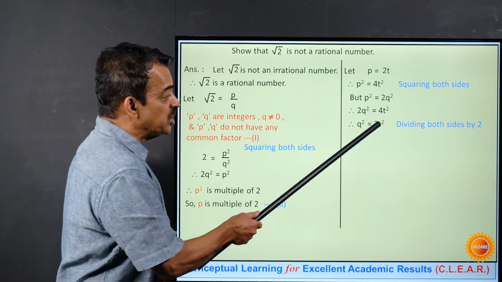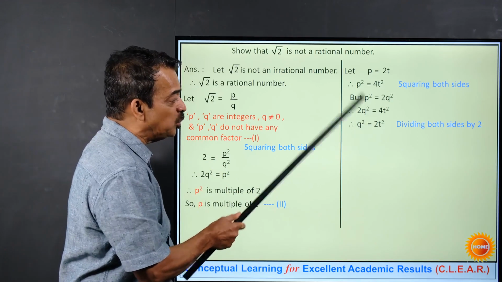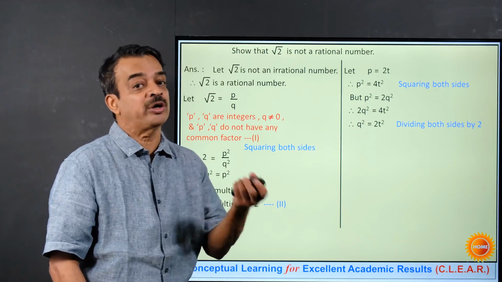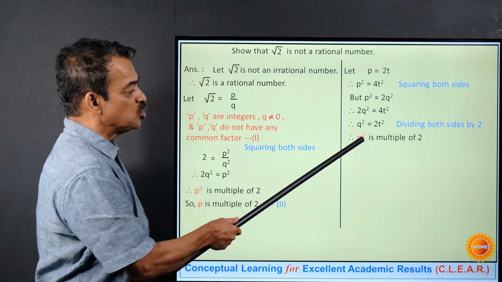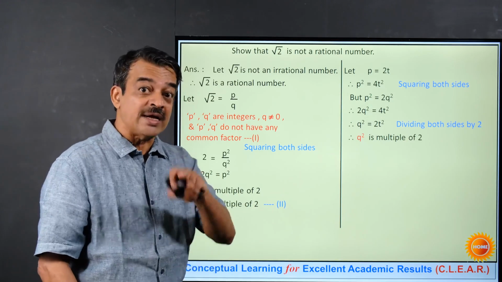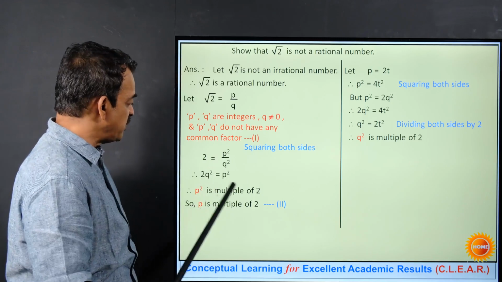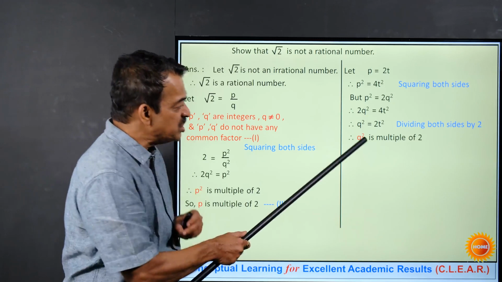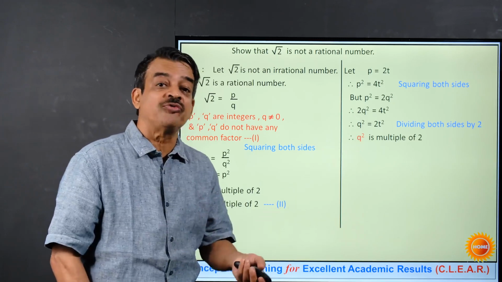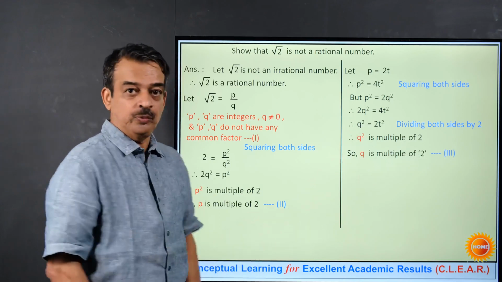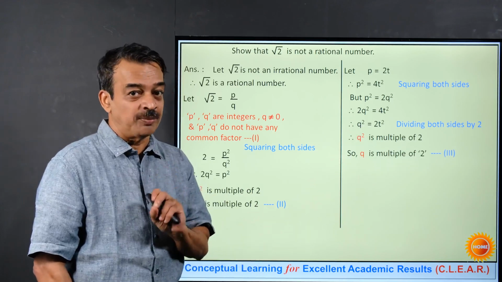Okay, so this is an integer making q square also a multiple of 2 or an even number. So my conclusion is q square is a multiple of 2, and same as we said p square is a multiple of 2, so p is a multiple of 2. So what will be the square root of q square? Q will also be a multiple of 2. I hope you have understood up to this.